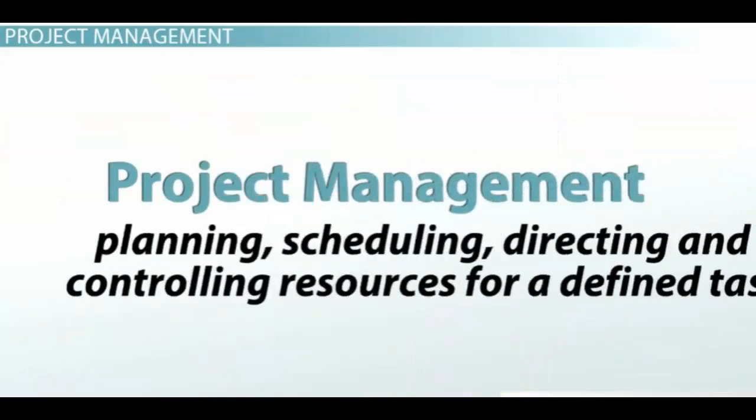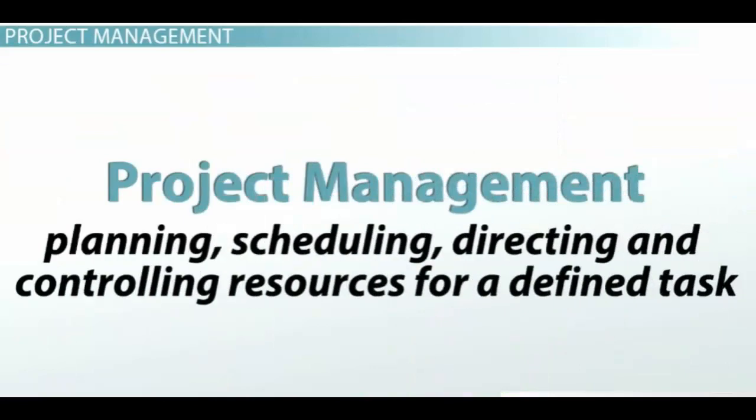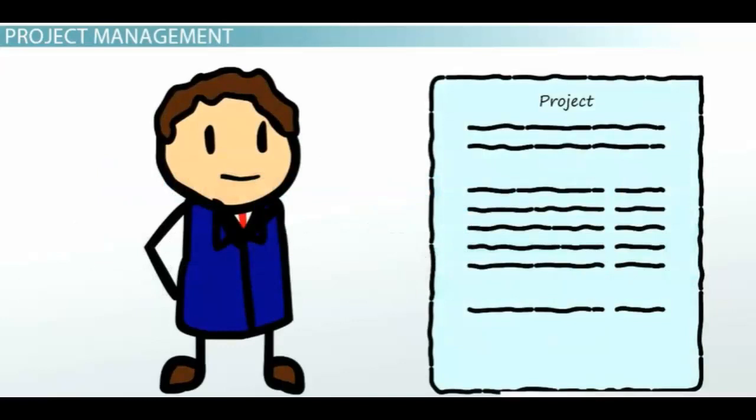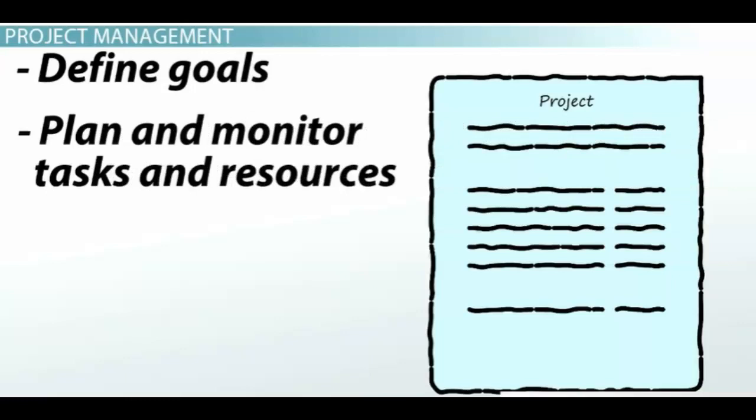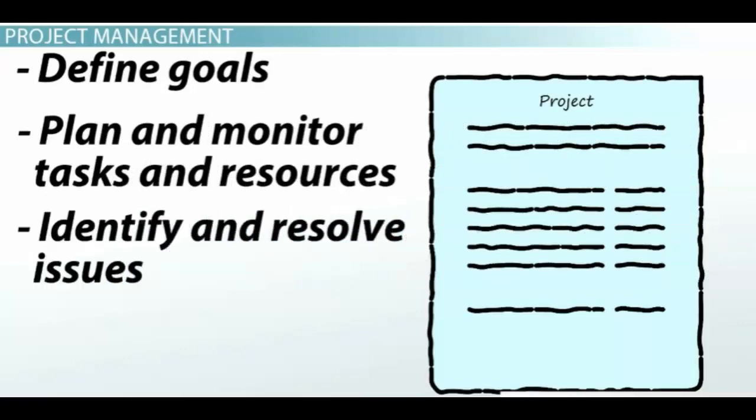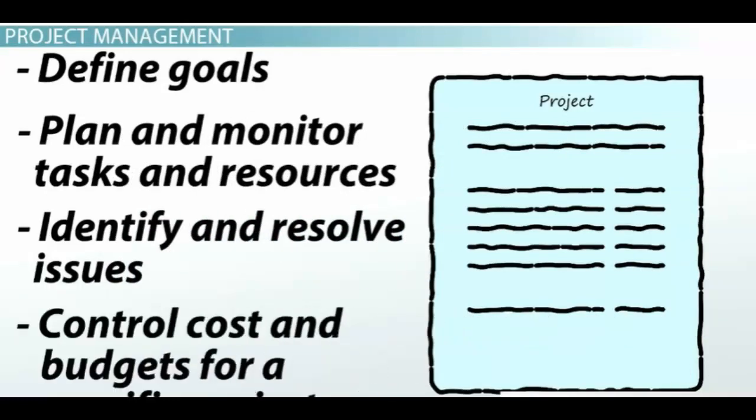Project management consists of planning, scheduling, directing, and controlling resources for a defined task. These resources include human, financial, and technological. Project management involves the methods and disciplines used to define goals, plan and monitor tasks and resources, identify and resolve issues, and control cost and budgets for a specific project. Some of the tools to assist with project management include the following.